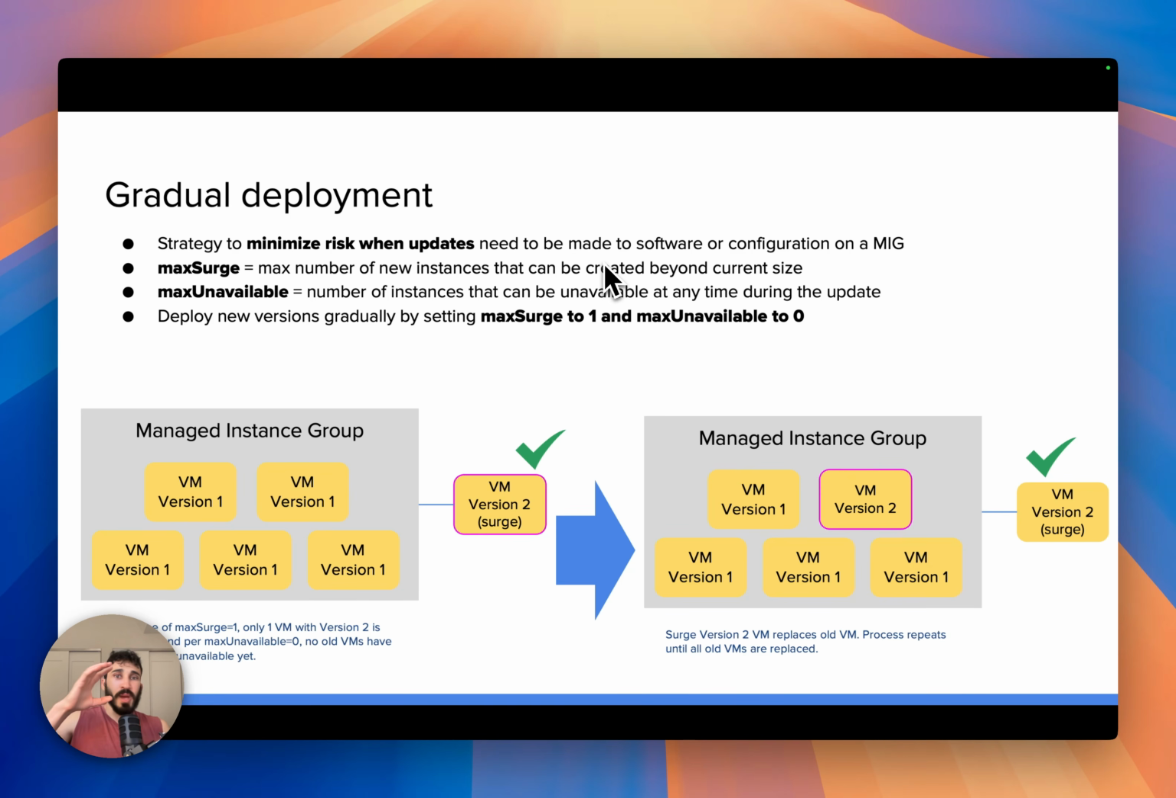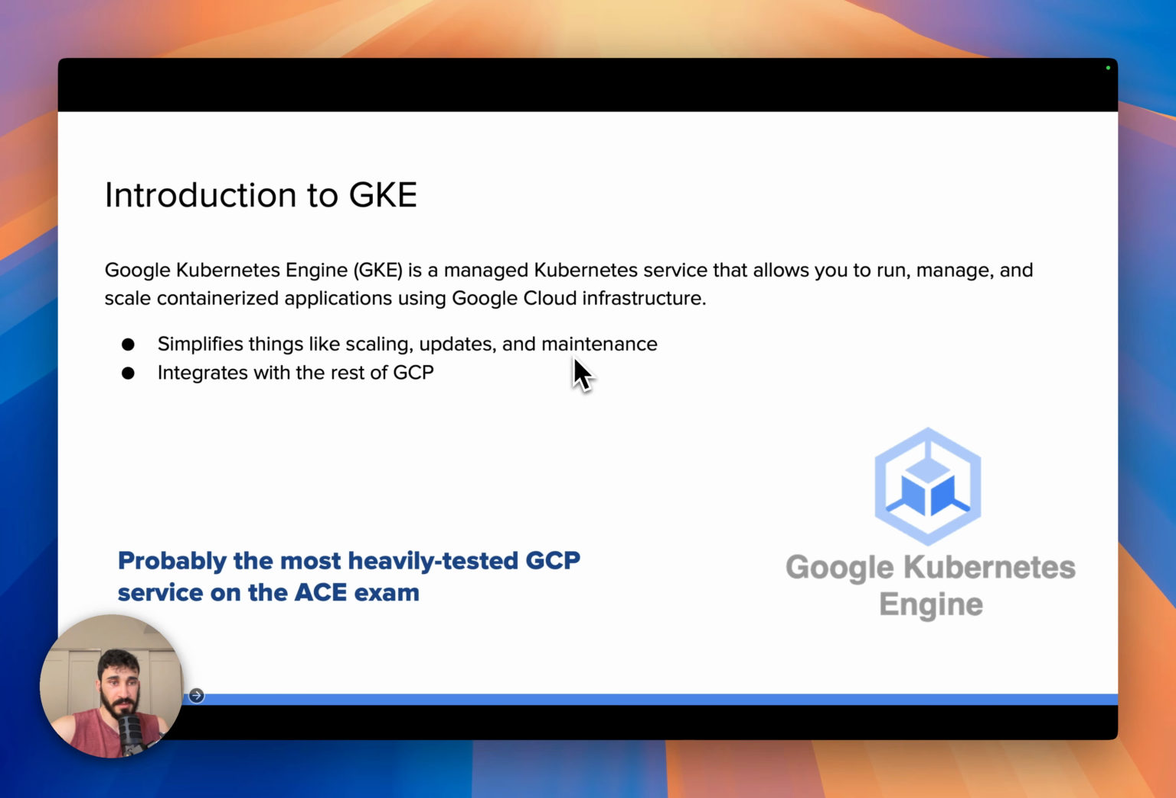So you add a new VM with the new version, that's a surge VM, which is constrained by max surge equal to 1, and then that replaces a VM that is running the old version, and then the cycle basically repeats until the entire MIG is replaced. So this gradual deployment strategy is something that could be tested on the exam.